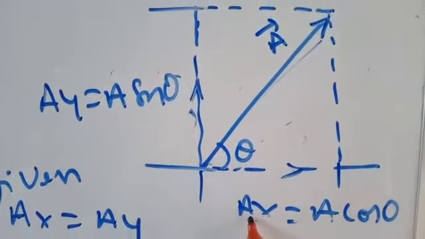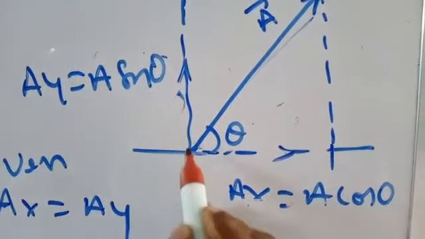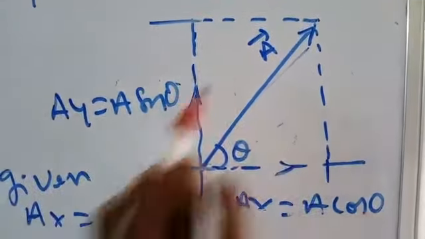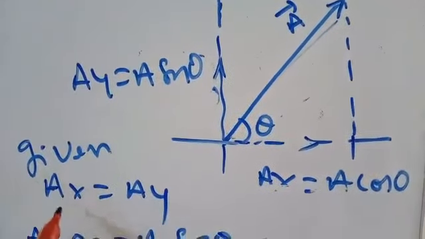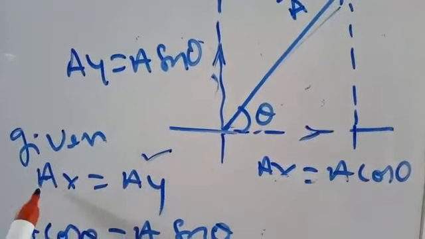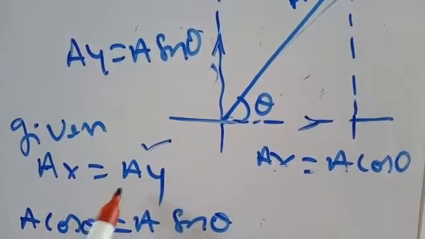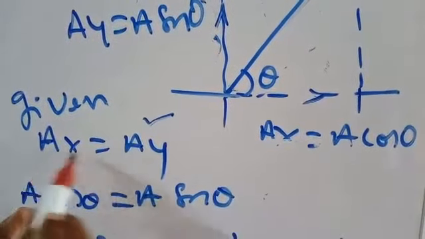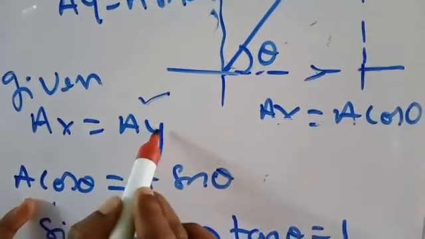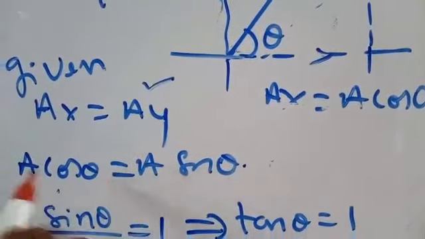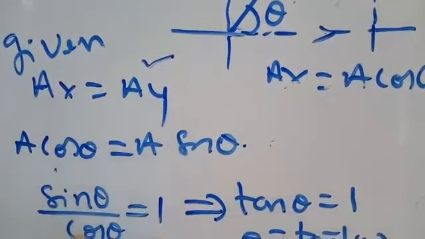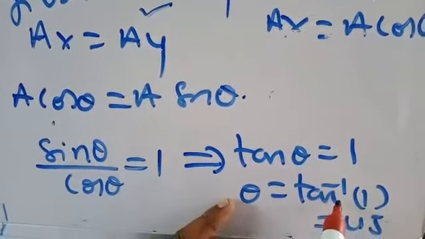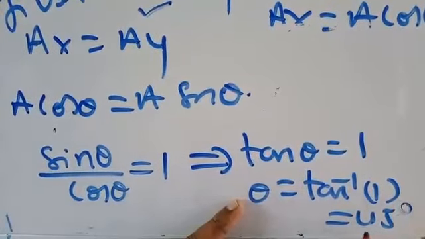Horizontal is AX, that is A cos theta. Vertical component is AY, that is A sin theta. What is given? The vertical component is equal to the horizontal component. The horizontal component is A cos theta, and the vertical component is A sin theta. A cancels, so sin theta by cos theta is equal to 1. That implies tan theta is equal to 1, so theta is equal to tan inverse 1, that is 45 degrees.